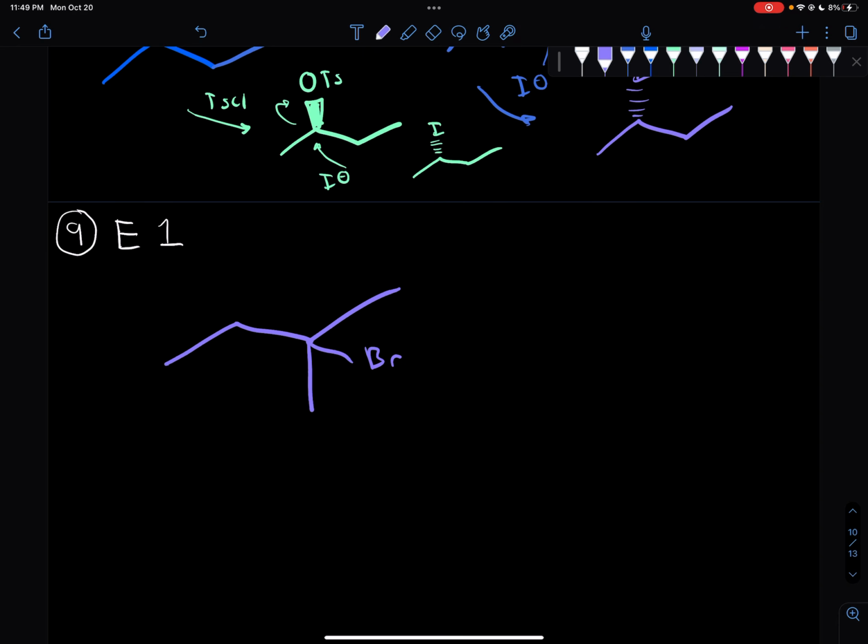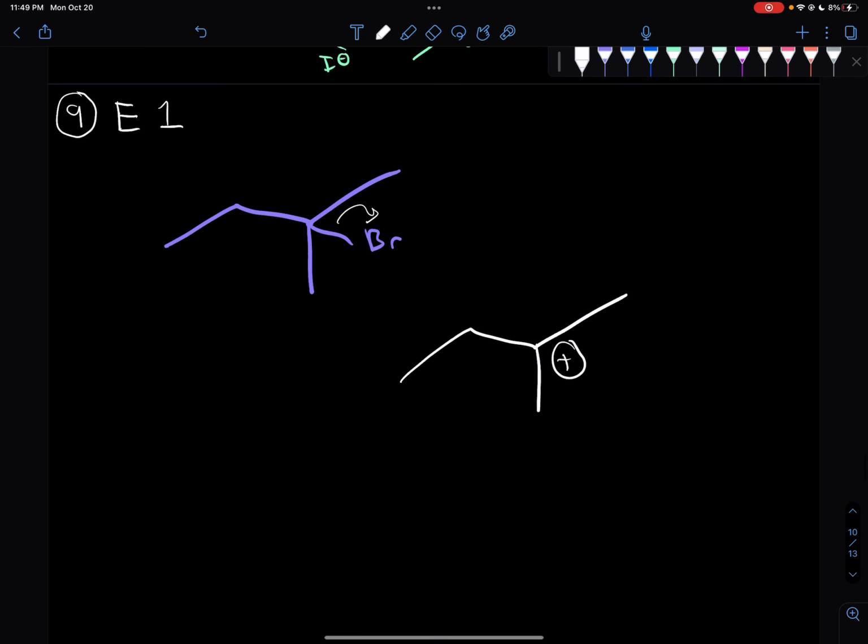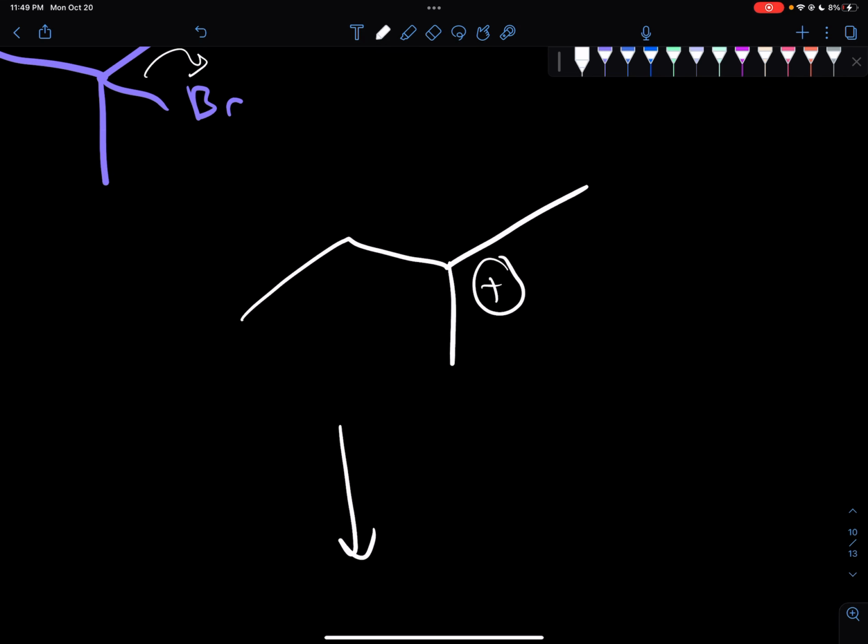So for E1, the first thing that happens is your leaving group leaves, and then you have a carbocation. And then from here, you can bring in a base. So E1 requires just a base. We're not really looking at nucleophilicity, we're looking at basicity. So you can just use CH3O-, or CH3OH or something. It's going to extract a proton from somewhere. Before we begin, I'm going to write HB for base.